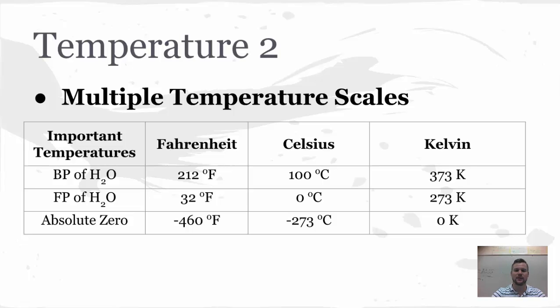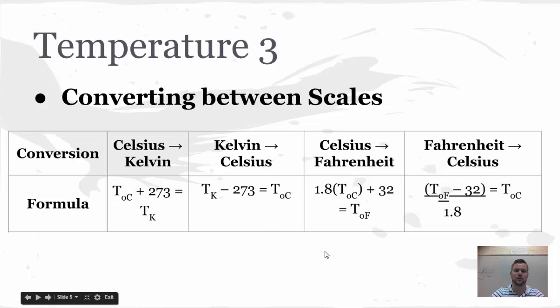One thing to keep in mind are some key temperatures: the boiling point of water, freezing point of water, and then something called absolute zero, which is 0 Kelvin, and that's where all particulate motion stops. Temperature conversions are in these different formulas.